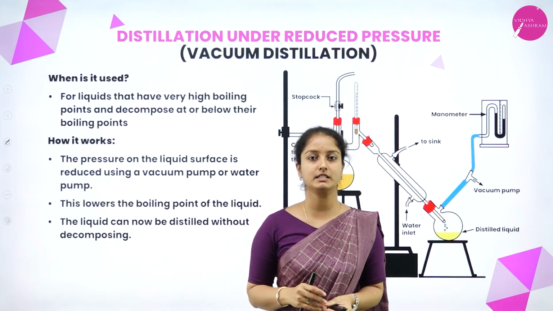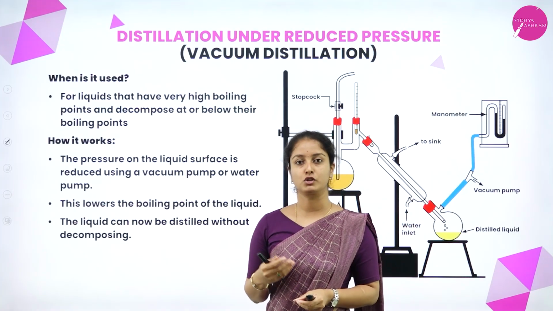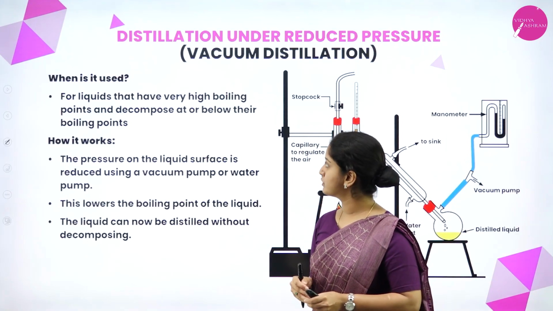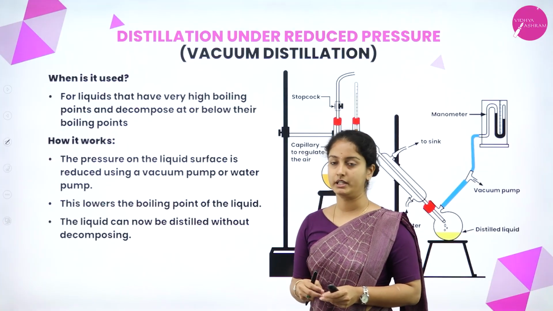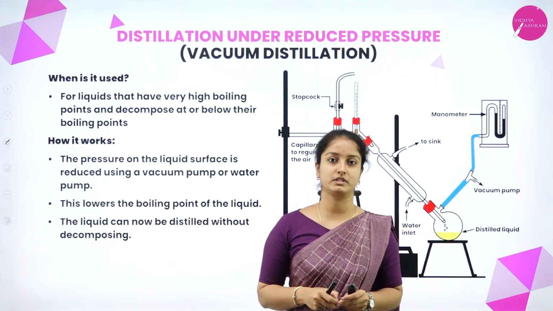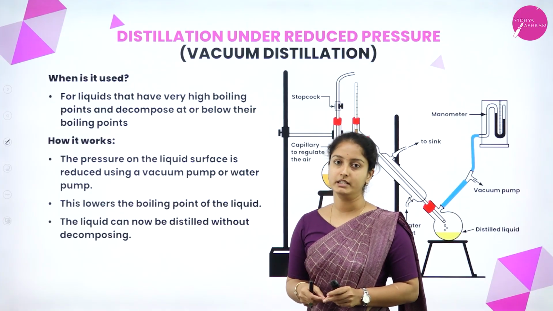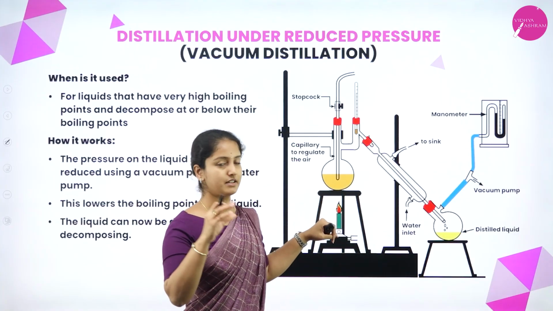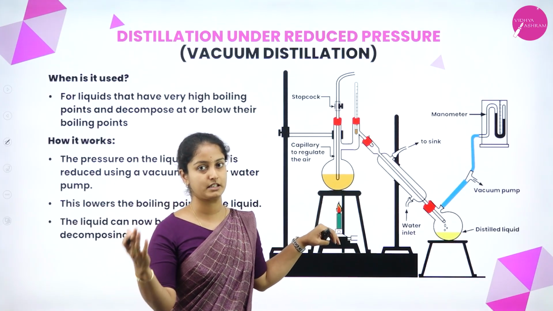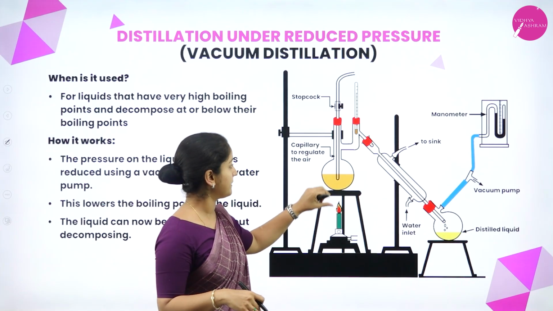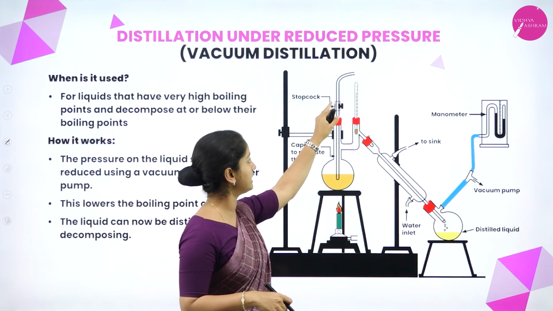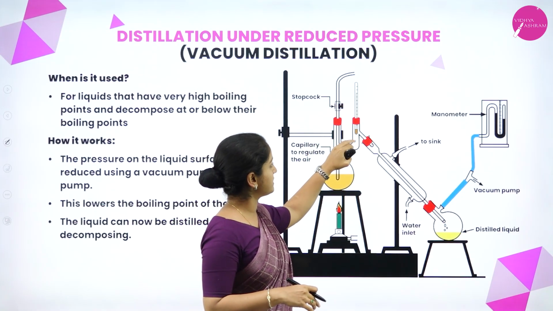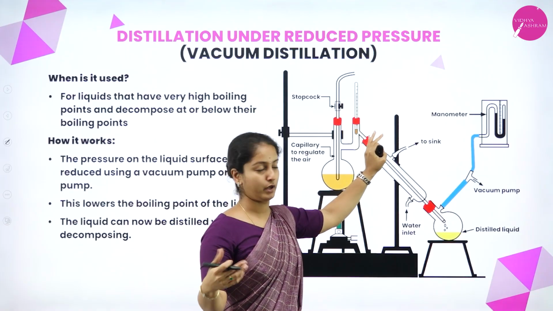The other type of technique is distillation under reduced pressure. It is also known as vacuum distillation. It is used for liquids that have a very high boiling point and that can decompose at or below their boiling points. So the experimental setup is as such, and there are slight differences between normal distillation and vacuum distillation. Here the round bottom flask has a capillary tube which has a stop clock to regulate the air pressure. Then that is connected to the thermometer to check the boiling points.